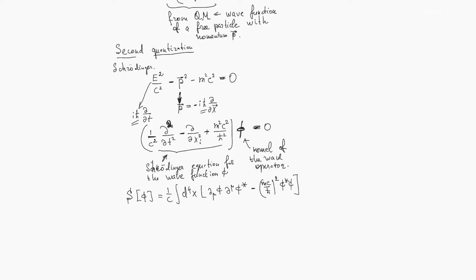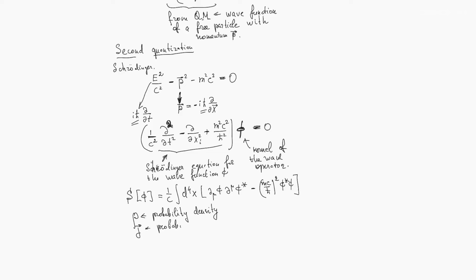Now, similar to what you have in the non-relativistic case, you can introduce two important quantities. One of them is the probability density, rho. And another is the probability current. I denote it as J.